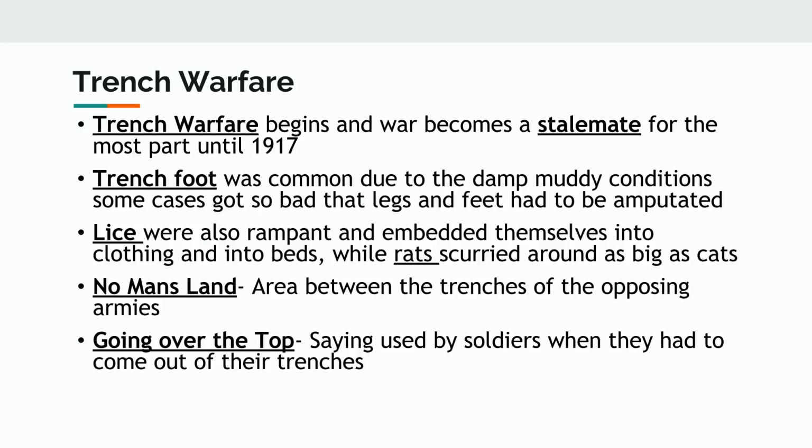Most of the war along the Western Front was known as trench warfare. This is what causes the war to become a stalemate on the Western Front, and it stayed that way up until 1917. A couple of common things that you may have learned about either in earlier classes or in this lesson from reading some things. A lot of these guys dealt with something called trench foot, which was common due to damp and muddy conditions usually found in the trenches. In some cases, it could get so severe that legs and feet had to be amputated.